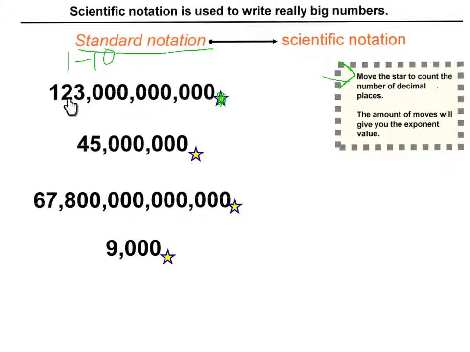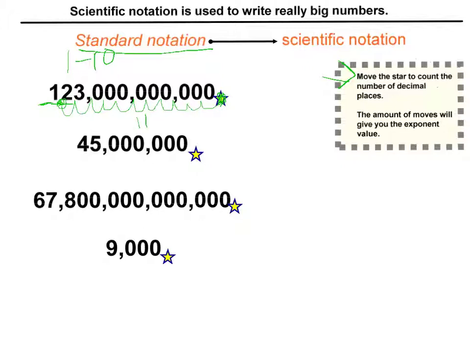And 123 million, or billion, is not. So because that's such a big number, I need to make it smaller. So I'll go 1, 2, 3, 4, 5, 6, 7, 8, 9, 10, 11. I move it all the way until there's only one number on the left, okay? So I move that 11 places. I like to write a little 11 there.